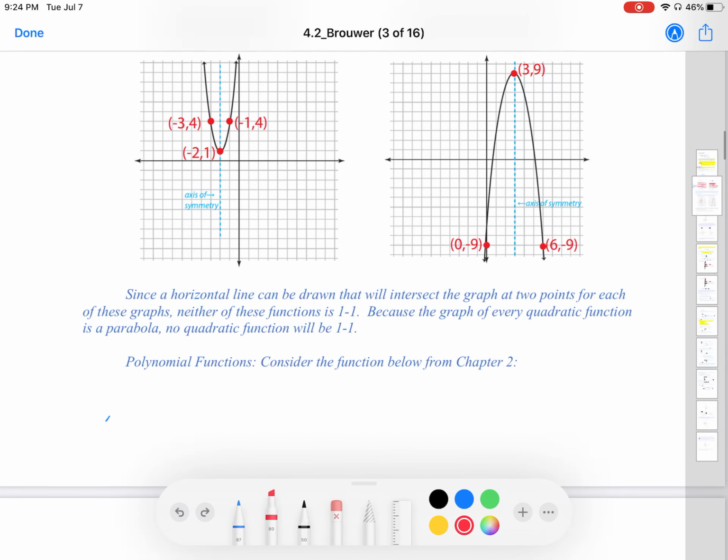Since a horizontal line can be drawn that will intersect the graph at 2 points for each of these graphs, neither of these functions is one-to-one. Because the graph of every quadratic function is a parabola, no quadratic function will be one-to-one.